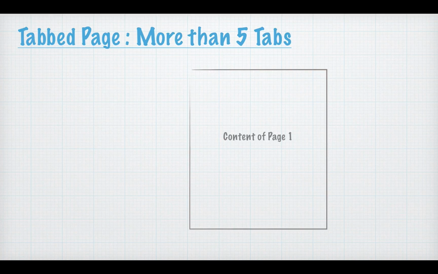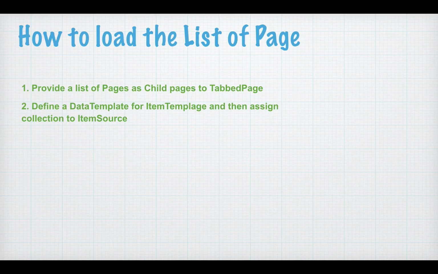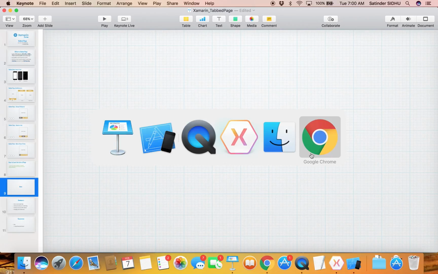It's pretty simple. One more thing, if you have more than 5 pages in your section, you will always have a More tab. Once you click on More, it will display those options in a vertical stack. How to load the list of pages, we'll talk about that, but first let's go to the demo. Let's create a new app and see how things are working, because that is the best way.